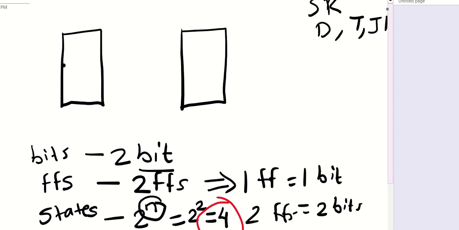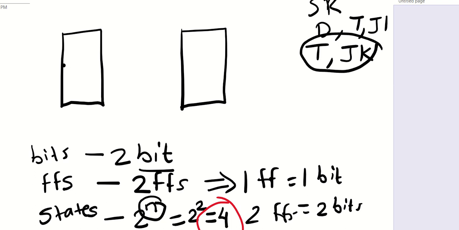For the counter application, we always prefer a T flip-flop or a JK flip-flop. Okay, we always prefer T or JK. Why? Because in T and JK flip-flops, we have one mode which is called toggle mode. And what is this toggle mode?